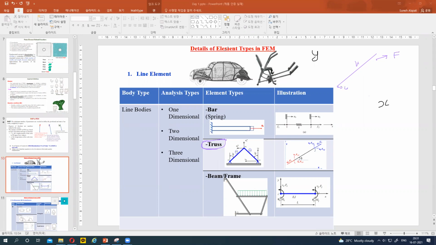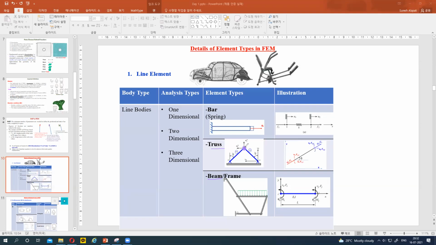There is also a difference between truss and beam element. What is a beam? A beam is also a line element. But the problem with the truss and beam is, in a truss we assume that the load is applied along only here.